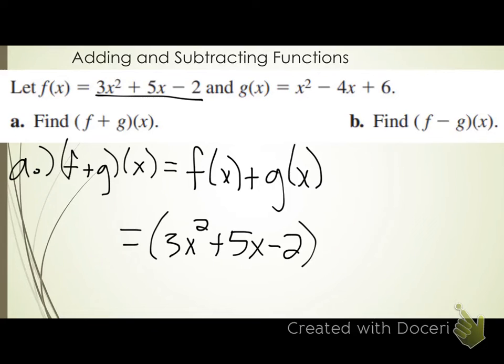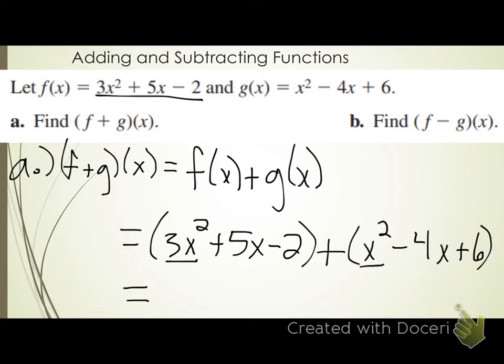Plus, what does my g of x function equal? X squared minus 4x plus 6. I took whatever f of x equaled and plugged it in for f of x, and whatever g of x equaled and plugged that in for g of x. Now I've got a polynomial plus a polynomial, and now I can do that operation. So now I'm just combining like terms.